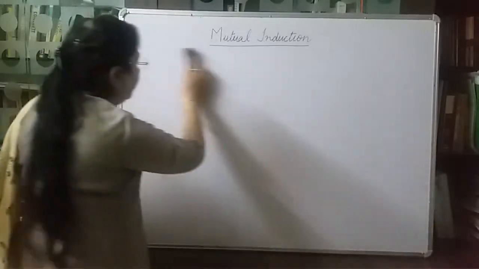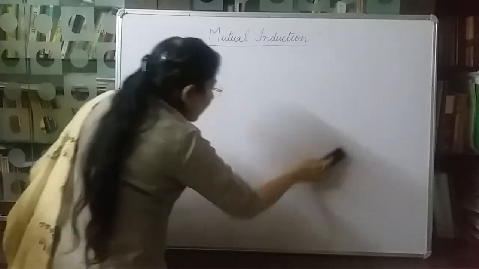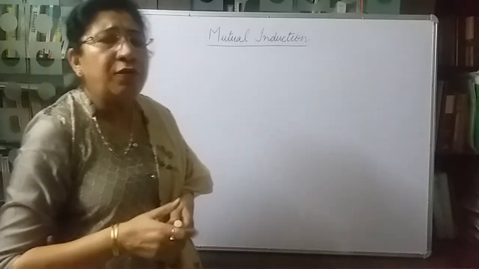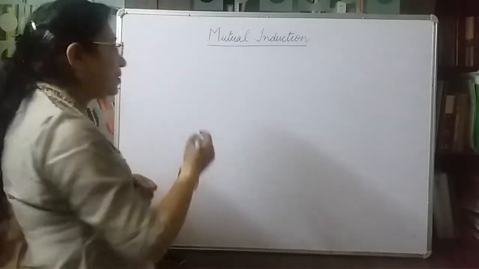Next, let us find the mutual inductance of two coaxial solenoids.